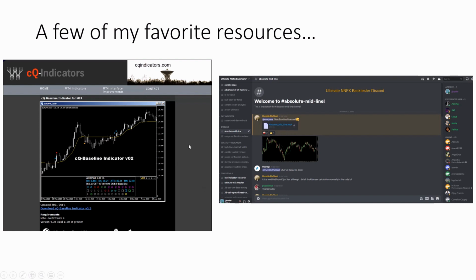So the first one I'm going to mention is a website called cqindicators.com. And this gentleman has put together several of the no-nonsense Forex type indicators. And what's kind of nice is with this CQ baseline indicator, you can adjust it within one indicator. You can say whether you want it to be a simple moving average. You can make it a linear weighted moving average. You can make it a TMA moving average. It has so many different built-in configurations that you can use.